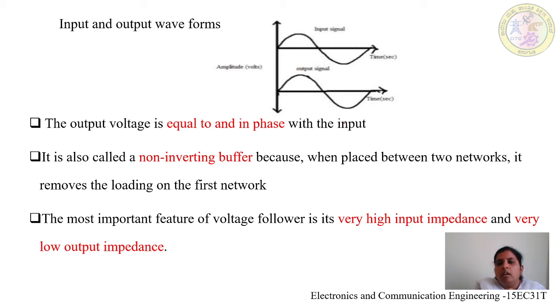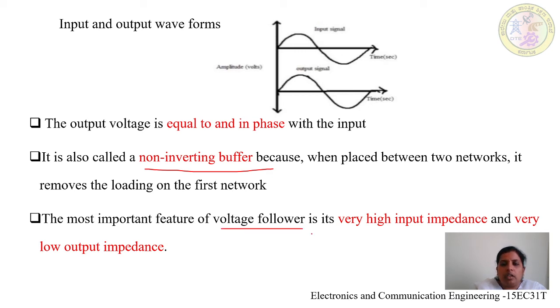When we place this voltage follower between two networks, it removes the loading effect on the first network. The main important feature of this voltage follower is that it has a very high input impedance and a very low output impedance. So this is the main important feature of the voltage follower.